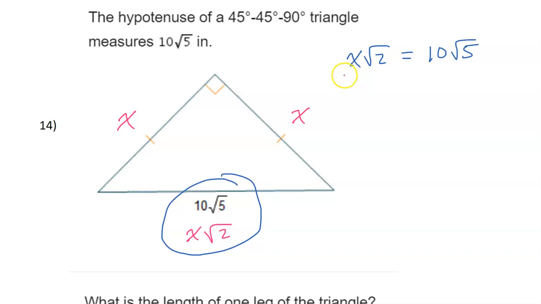The way we would solve for x is by dividing both sides by radical 2, because these will cancel out. So that will leave us with this. So we have 10 radical 5 over 2. Maybe I'll just recopy that. 10 radical 5 over 2.